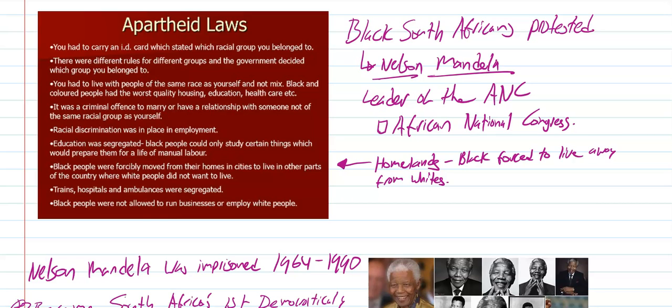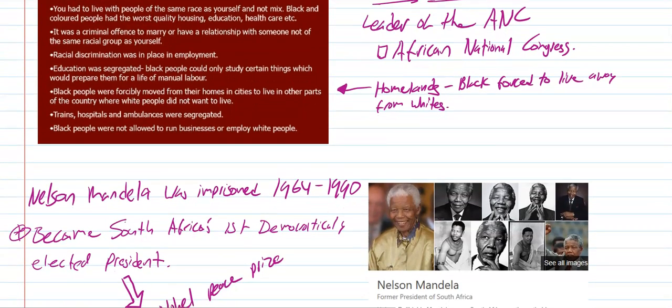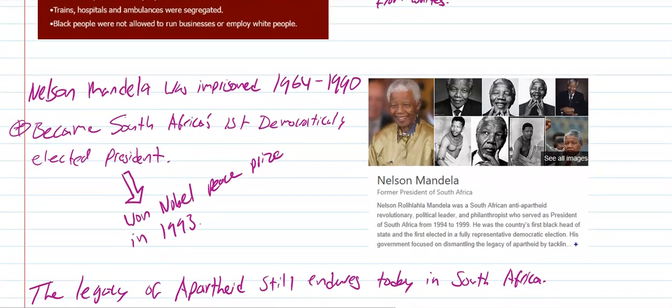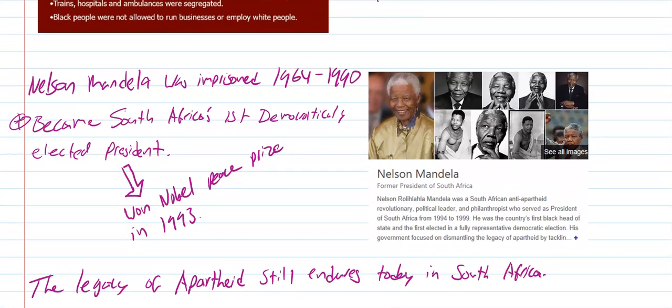Black people were forcibly moved from their homes in cities to live in other parts of the country where white people didn't want to live, and the good land was designated to whites. Trains, hospitals, and ambulances were also segregated and not equal, and black people were not allowed to run businesses or employ white people in any kind of business capacity. So you can see it's not equal by any stretch, and it's just so backwards, all right?